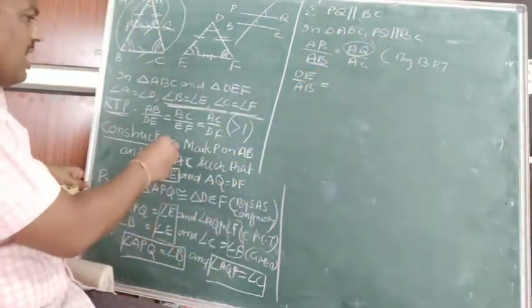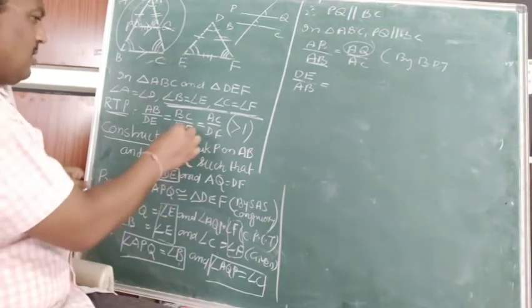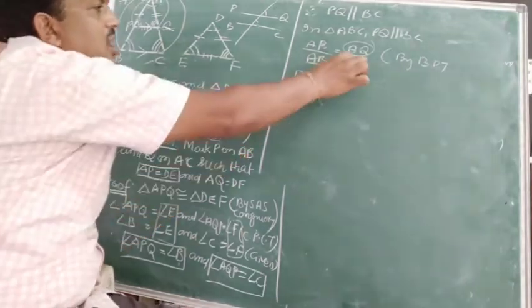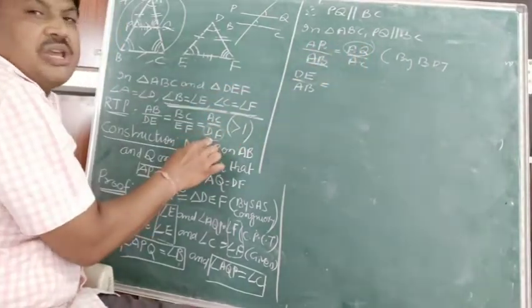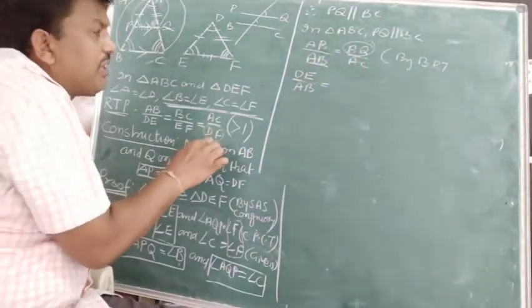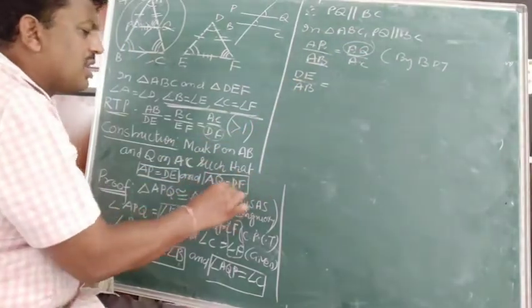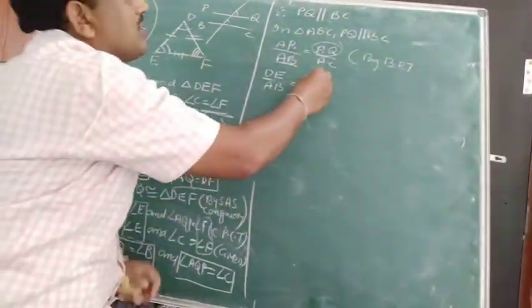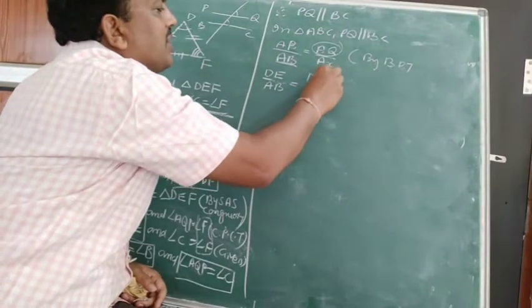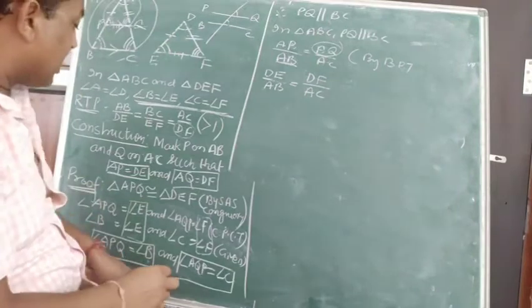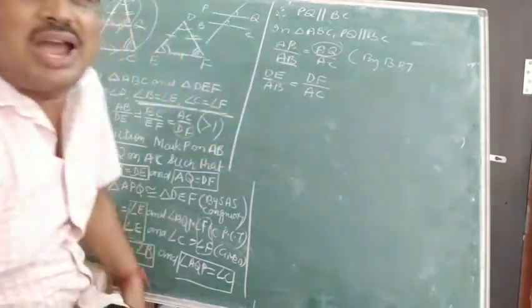What do we require here? Along with AC, what is required, children? DF is required. Check the relation between DF and AQ. Here, AQ is equal to DF. So in place of AQ, I can write DF upon AC. Now check it again. Have we got what we required?